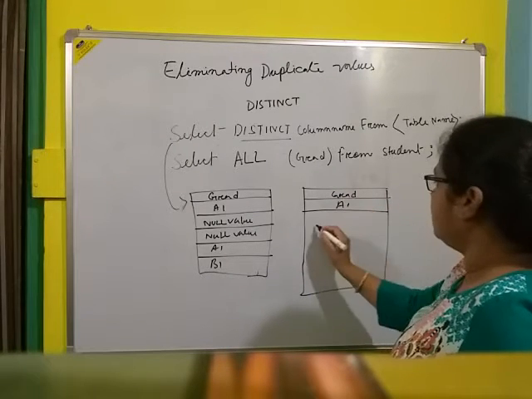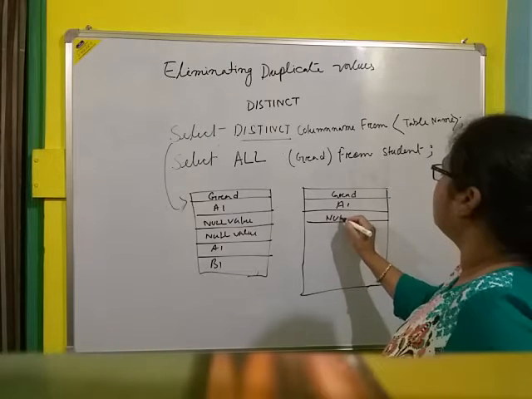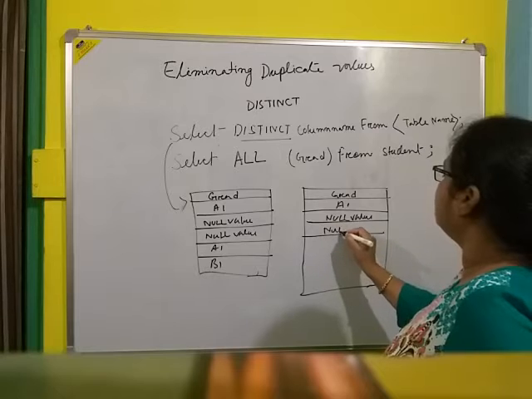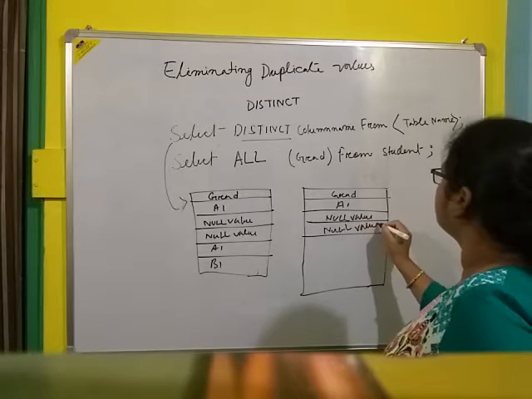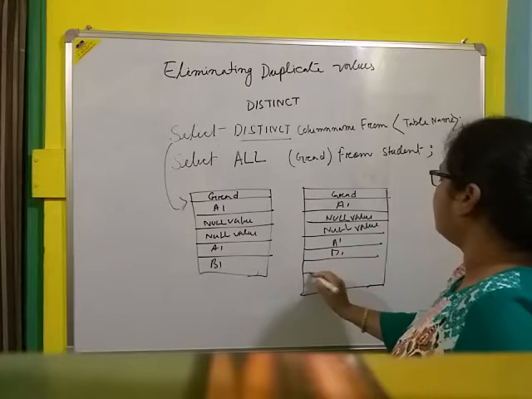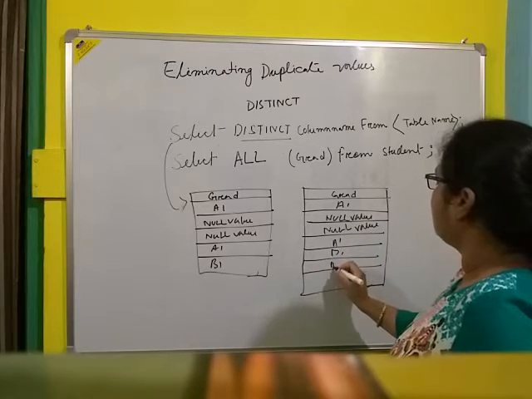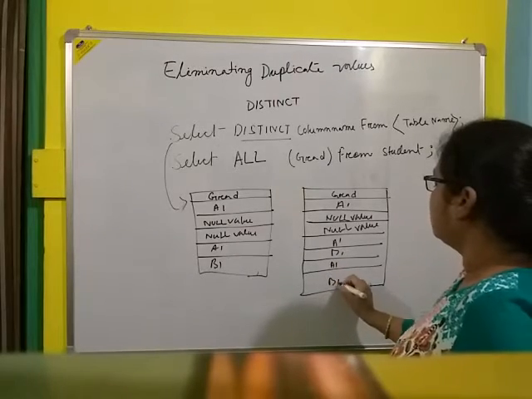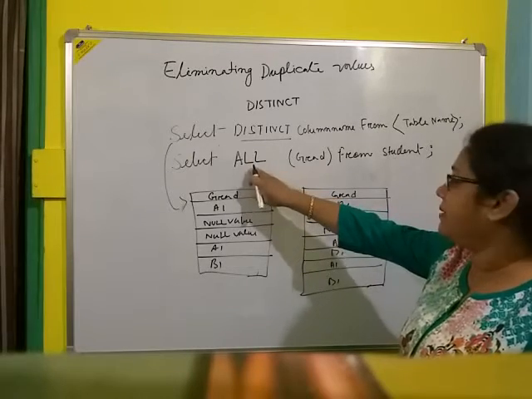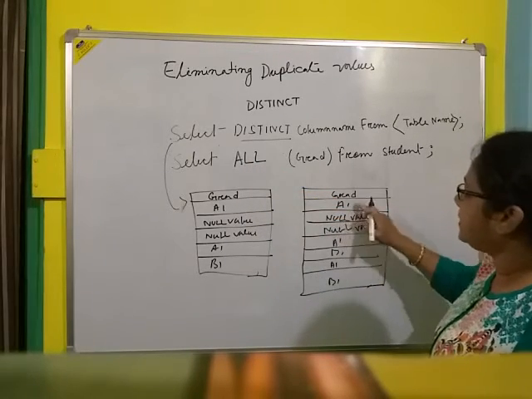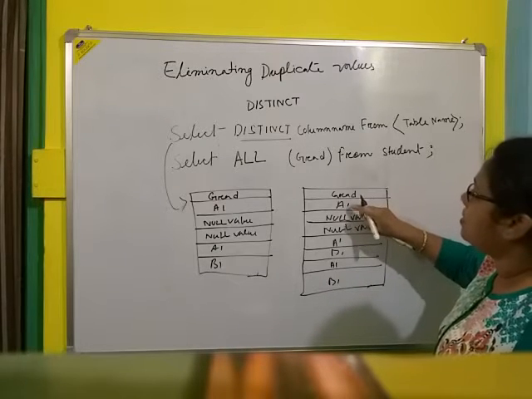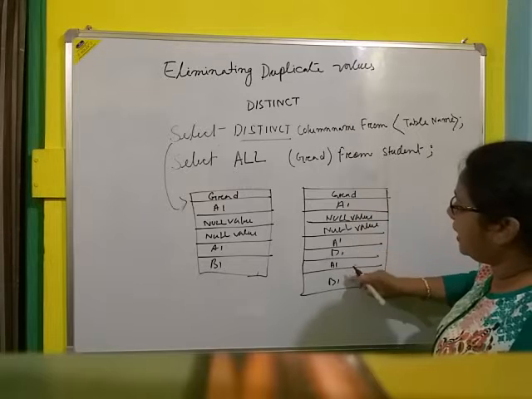Suppose A1, null value, again null value, A1, after that B1, A1, again B1. So look at here, if you use the all command here without eliminating the duplicate value of A1, look at here, we have 3 A1 grades, A1, A1.